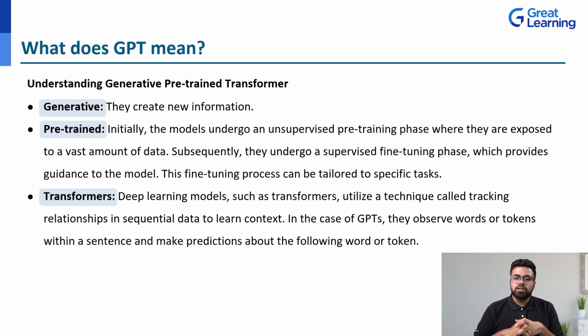Then transformer. Deep learning models such as transformers utilize a technique called tracking relationships in sequential data to learn the context. In the case of GPTs, they observe words or tokens within a sentence and make predictions about the following word. ChatGPT does not count words the way we do. It counts words in the form of tokens, right? It has a set format, a set conversion, like, for example, $1 is 82 rupees. Similarly, one word is equivalent to a certain amount of tokens. This is how GPT understands, in a token way.